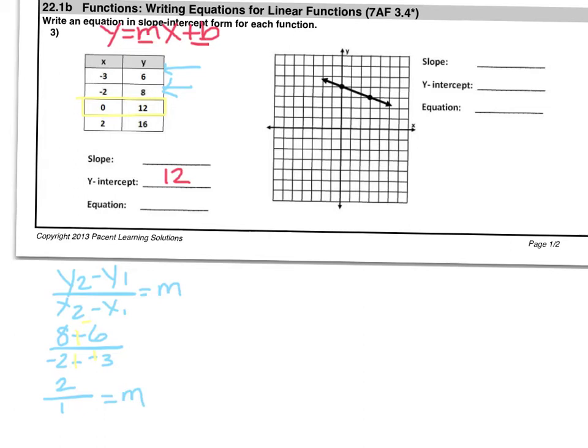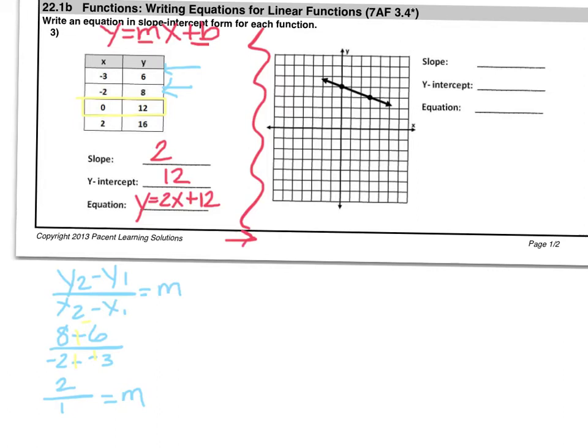So I'm going to just write it as a 2, and now I'm going to write the equation of my line. Y equals mx plus b, plugging in my m, plugging in my b. So this would be y equals 2x plus 12. Okay, and so number 3 is done, but now we have to move over to this is like a whole separate problem on this side, and so we have to do this problem.